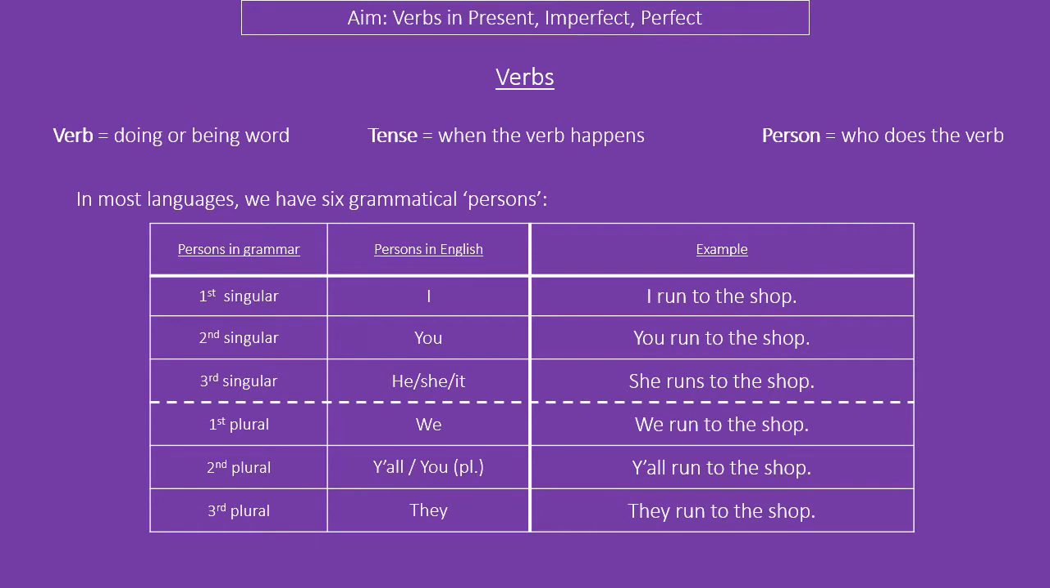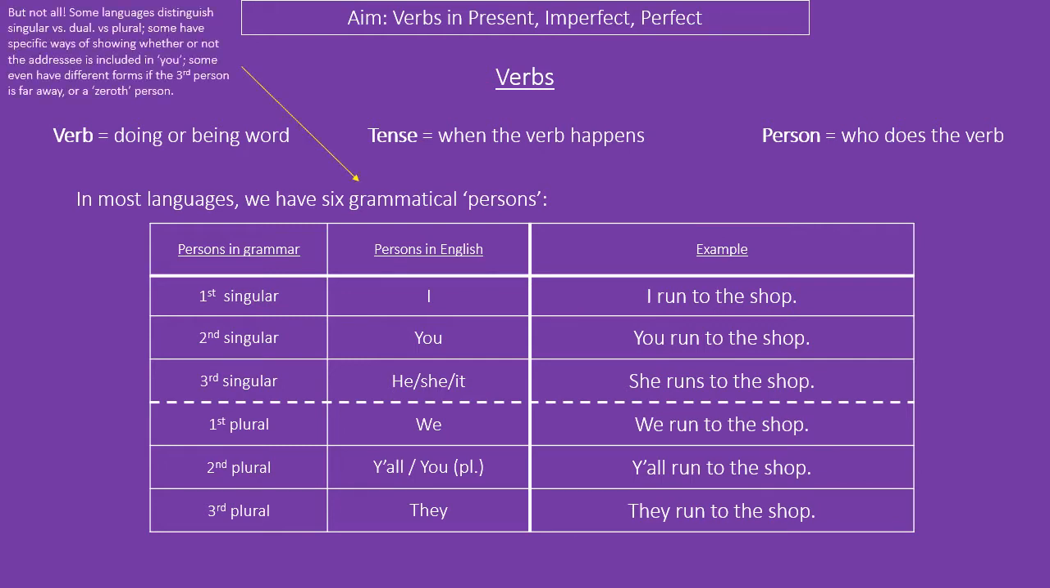A verb is a doing or being word. Verbs have tenses, which is when it happens, and person, which is who is doing it. In English, we have 6 of them. So they are I, you, he, she, or it, we, you plural, which I'm going to use as y'all, a very nice Americanization to express when you're talking to more than one person, and they.